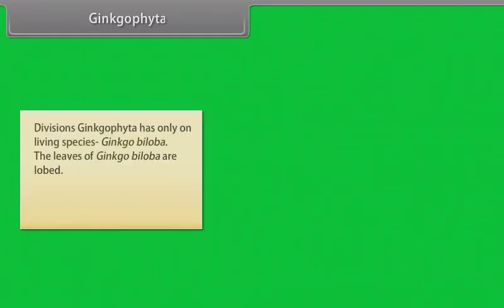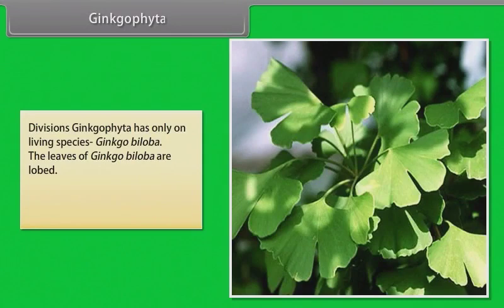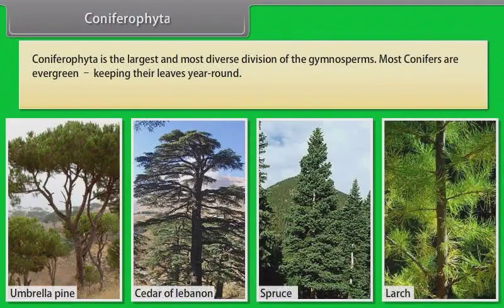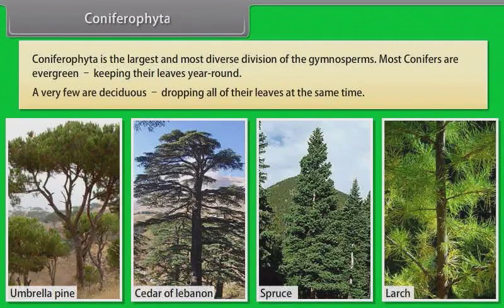Ginkgophyta. The division Ginkgophyta has only one living species, Ginkgo biloba. The leaves of Ginkgo biloba are lobed. Ginkgos have separate male and female trees. Gnetophyta. The division Gnetophyta has 3 genera: Gnetum, Ephedra, Welwitschia. Coniferophyta. Coniferophyta is the largest and most diverse division of gymnosperms. Most conifers are evergreen, keeping their leaves year-round. A very few are deciduous, dropping all of their leaves at the same time.